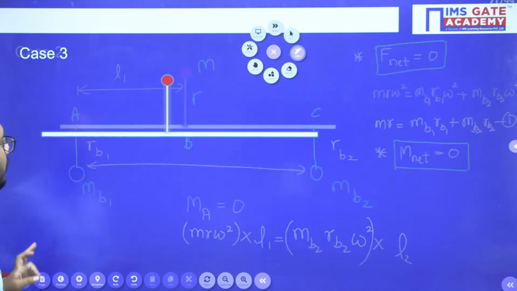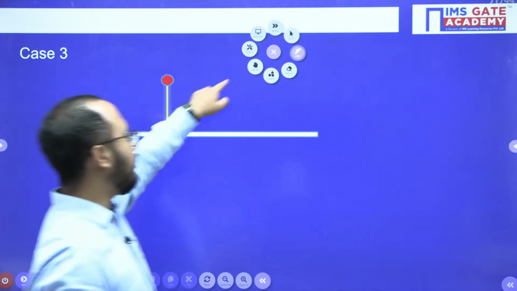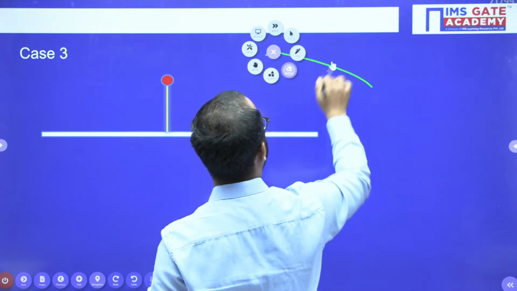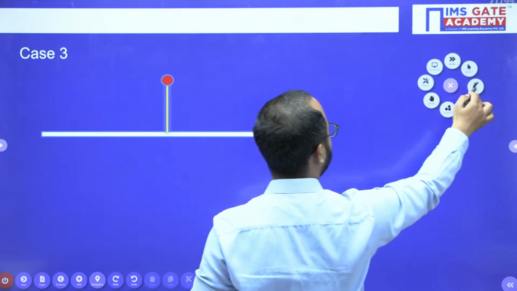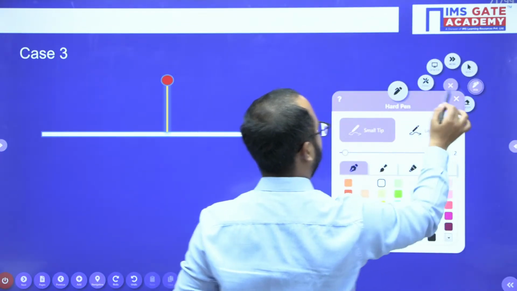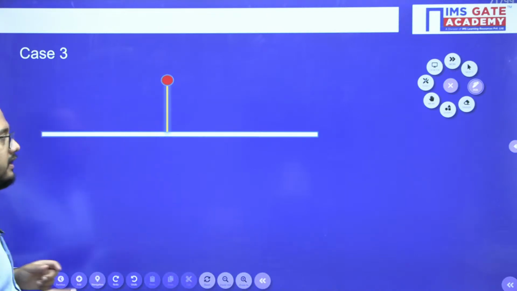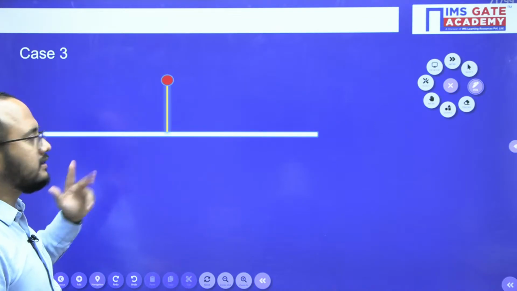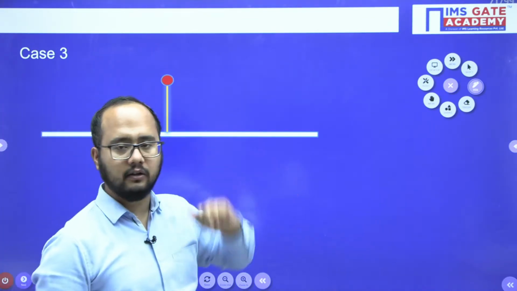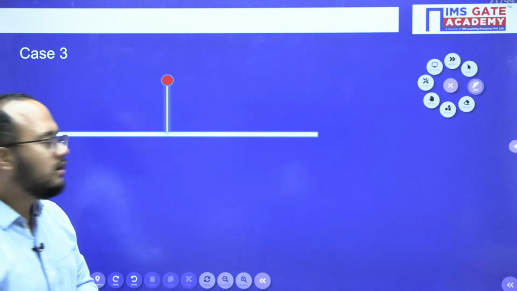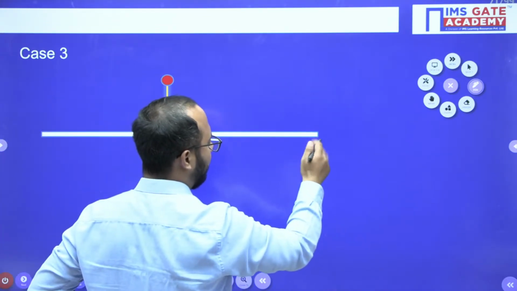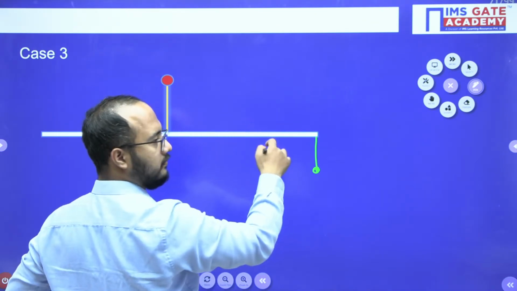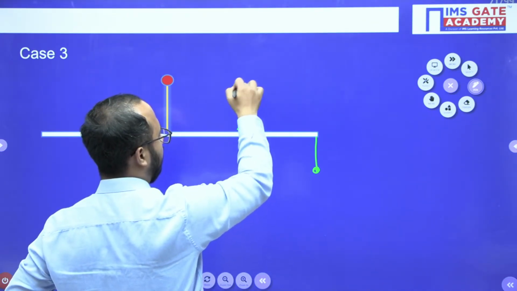Okay, now moving forward. Again, one more case is possible, right? What is the possibility of the next case? See, everyone. It can be possible that you cannot place the balancing mass on both sides. You can place the balancing mass on one side only. So in that case, what will you do? You have to place one balancing mass here and one balancing mass here, like this.